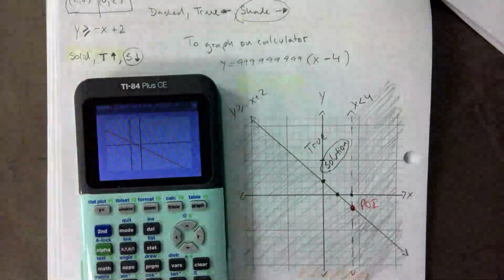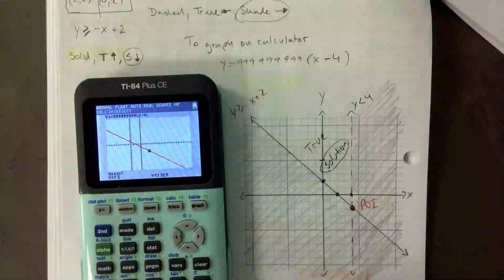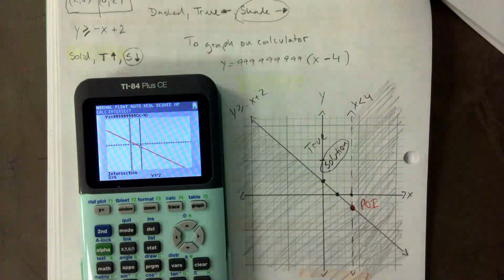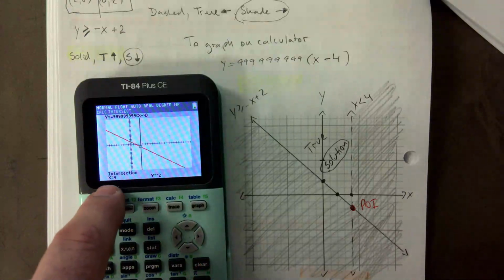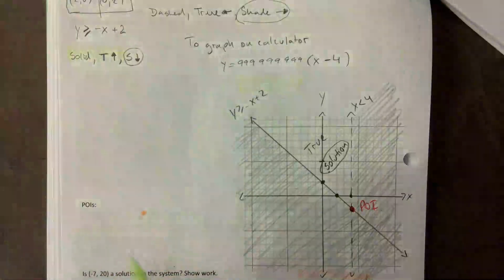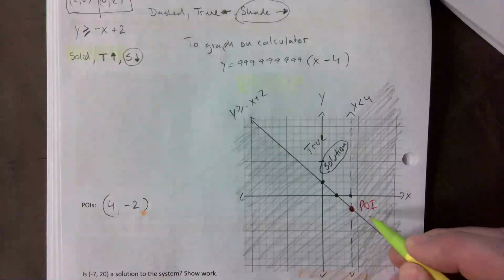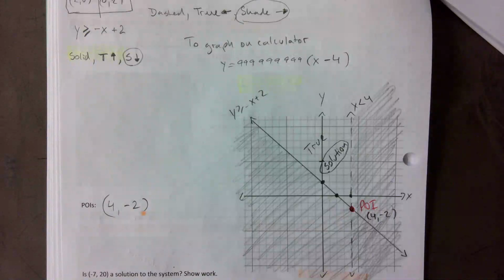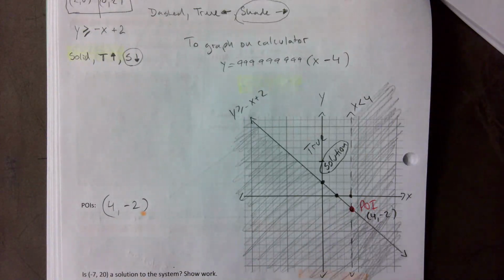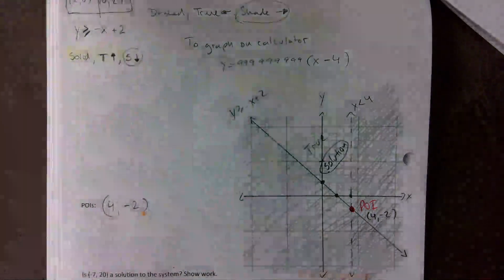Okay, I already have it in my calculator. I just have to go second trace 5 and just hit enter 3 times because there's only 2 lines involved. And it ends up being (4, -2), which is what you expected, x being 4. So (4, -2) is this point right here. You got it. Okay. So that's how you do a 2 inequality system.